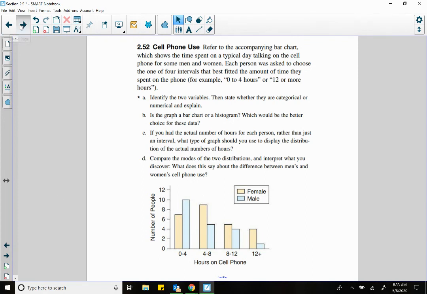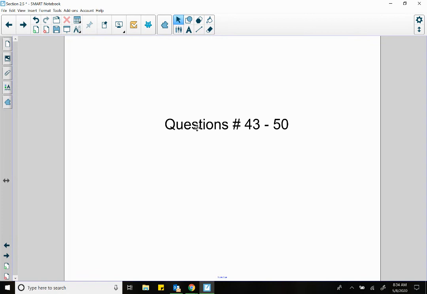That's what section 2.5 is about. You know, talking about the appropriateness of the display, watching out for those bewares. And now you know all of chapter 2.